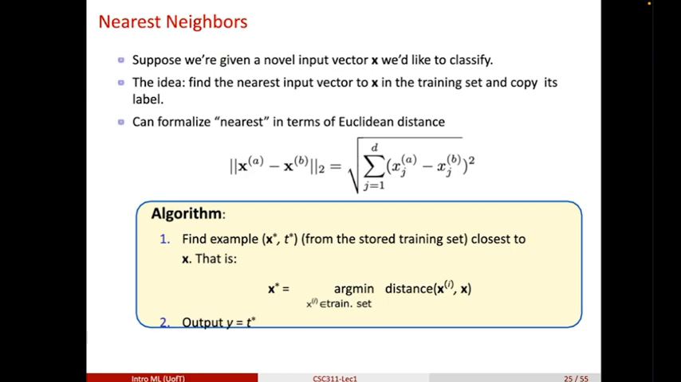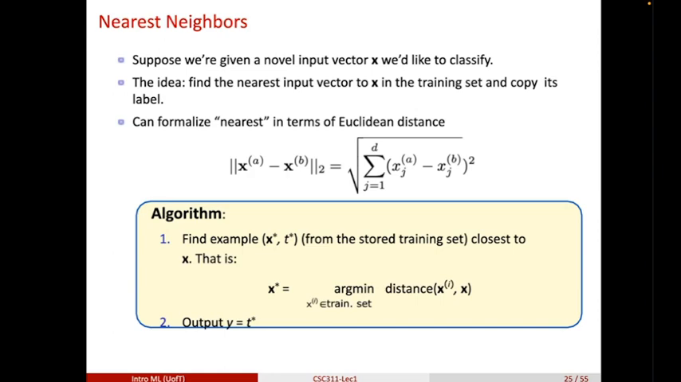Suppose we're given a novel input vector x we'd like to classify, and we have data that helps us represent this novel input vector x. What we can do is find the nearest input vector in the data that's closest to x, and copy its label and assign that to our novel input vector x.